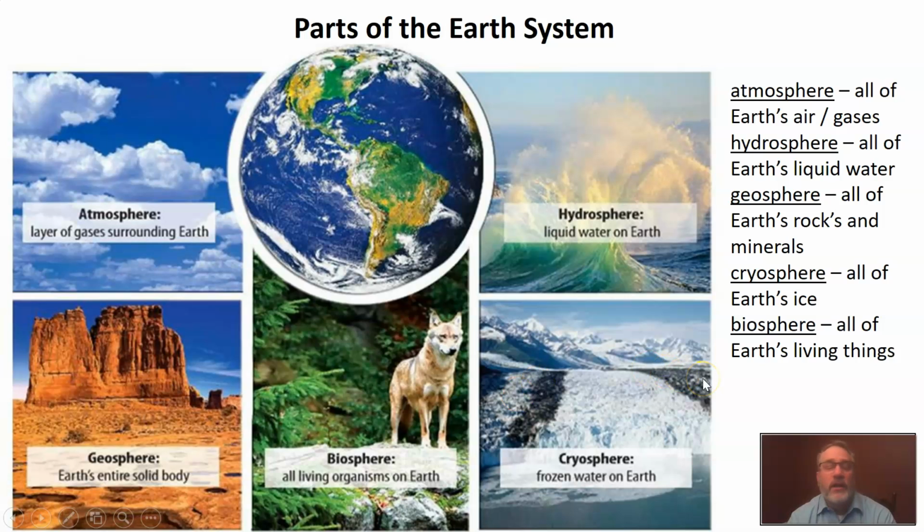The biosphere is going to include everything that's alive. It's going to include you. It's going to include all the other animals and plants and microscopic bacteria. It's going to include things that live on land and, of course, things that live in the ocean. So the biosphere is really just all life on Earth. Okay, so these are the parts of the Earth system. And remember, all of these parts work together to form a whole.